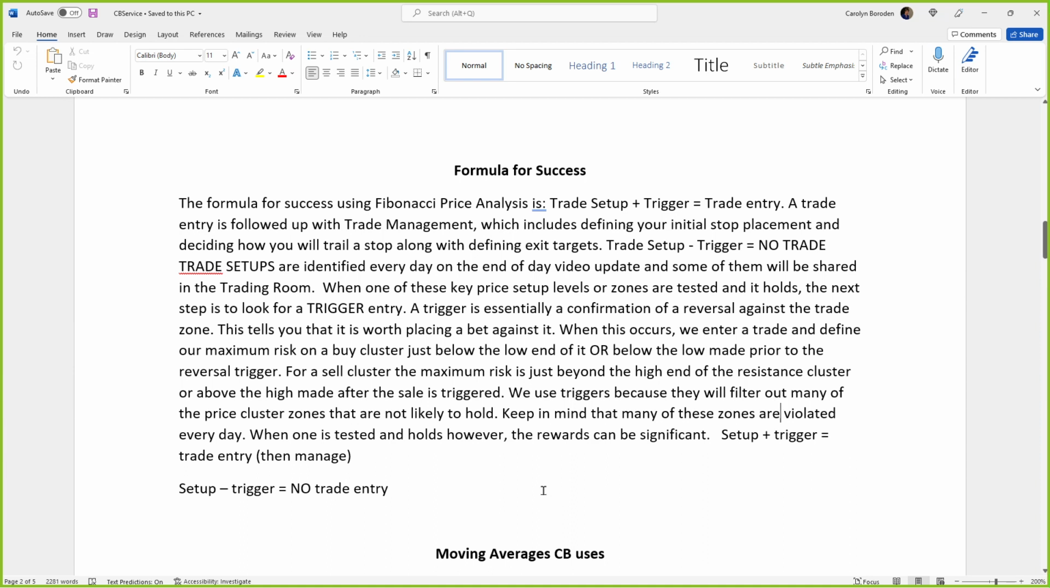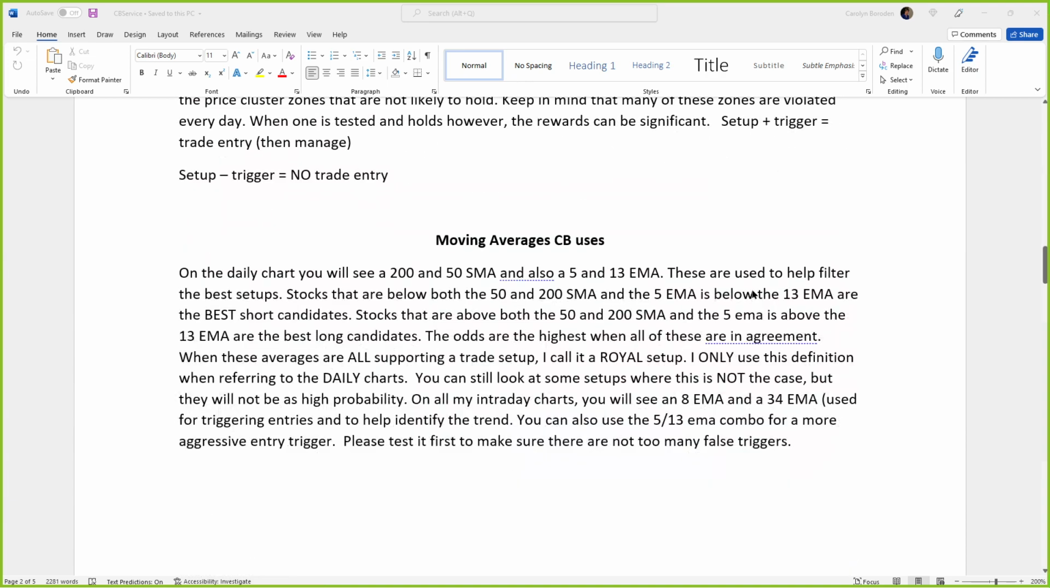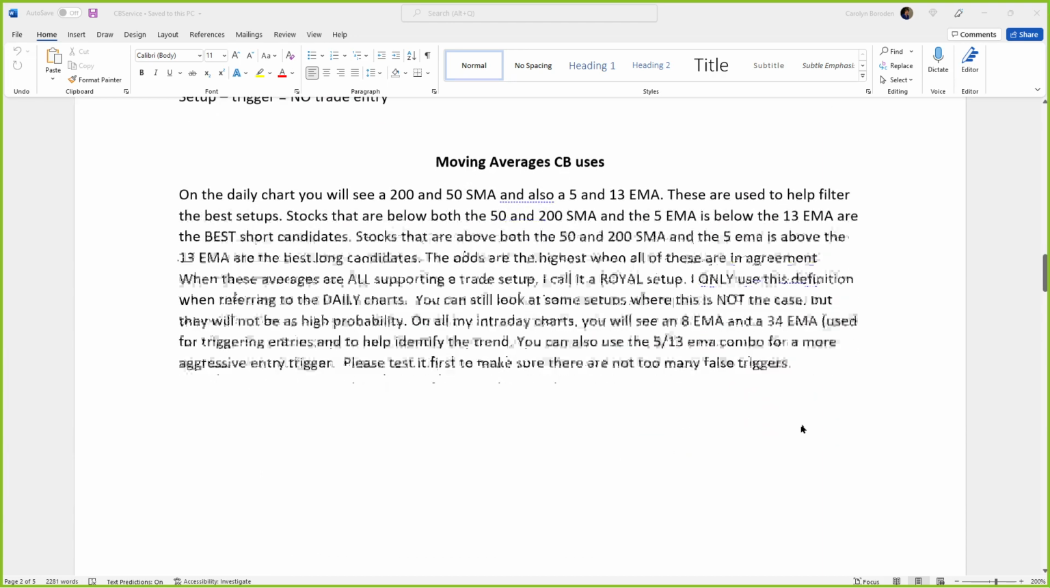And don't worry if you don't get it just yet, because we will go over some examples. And the other thing that you need to know is that if we have a setup but you don't have a trigger, do not take a trade. Okay. Now you can also find the moving averages that I use on this document. So like I said, if you need it, let me know.